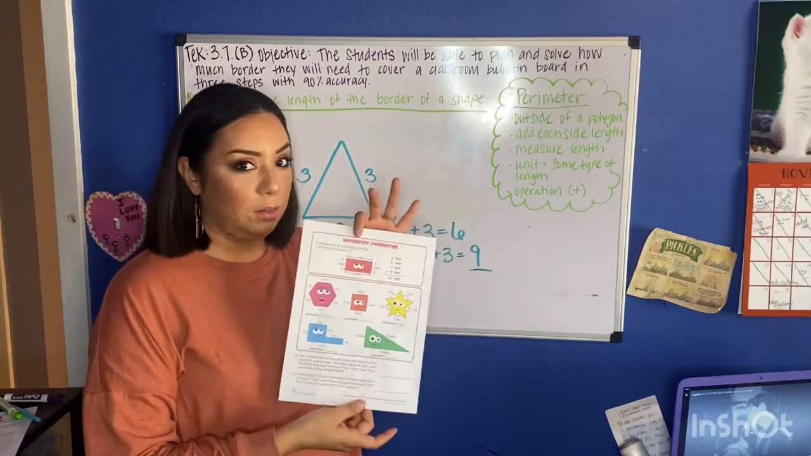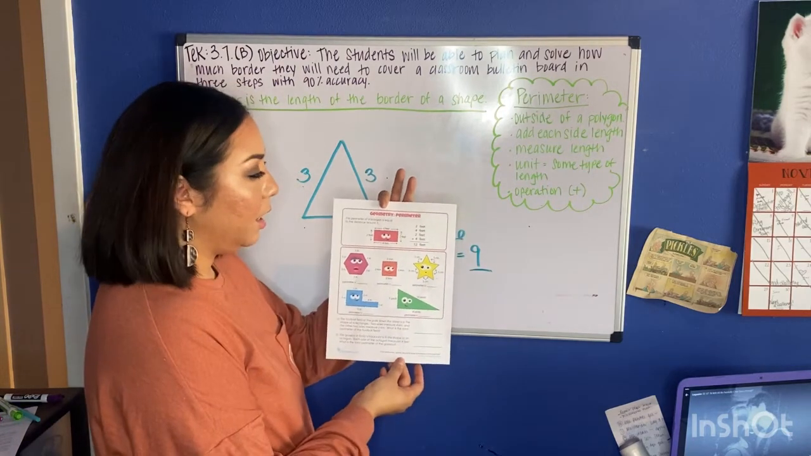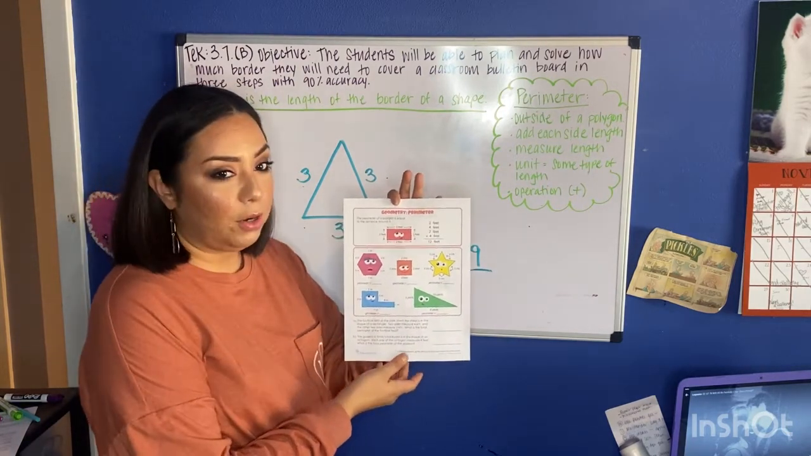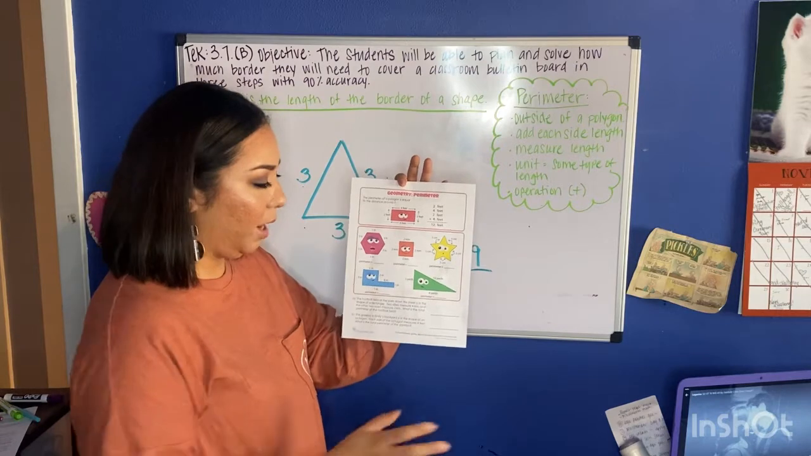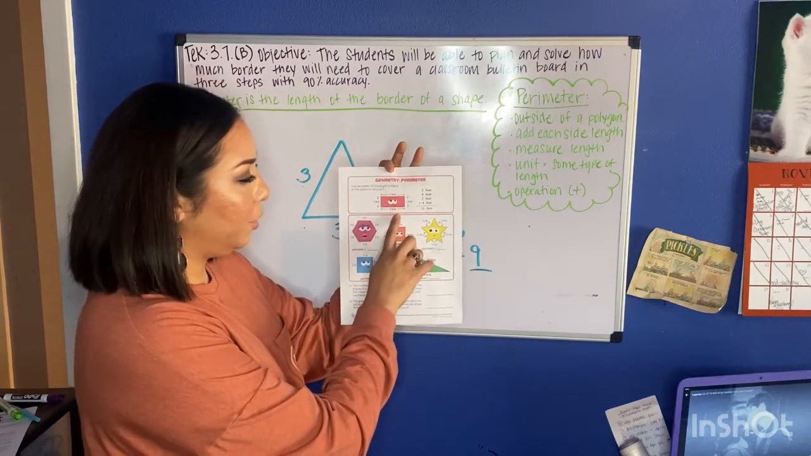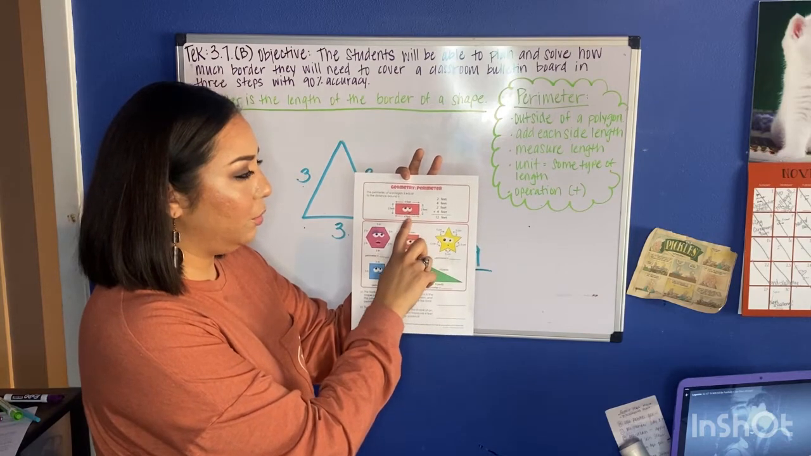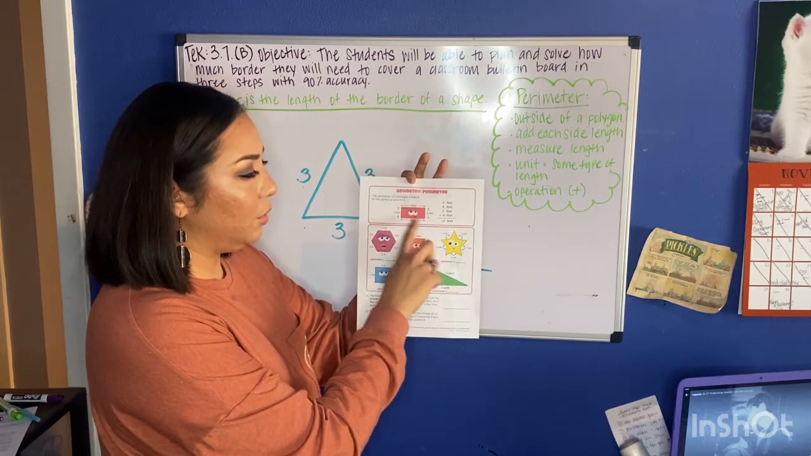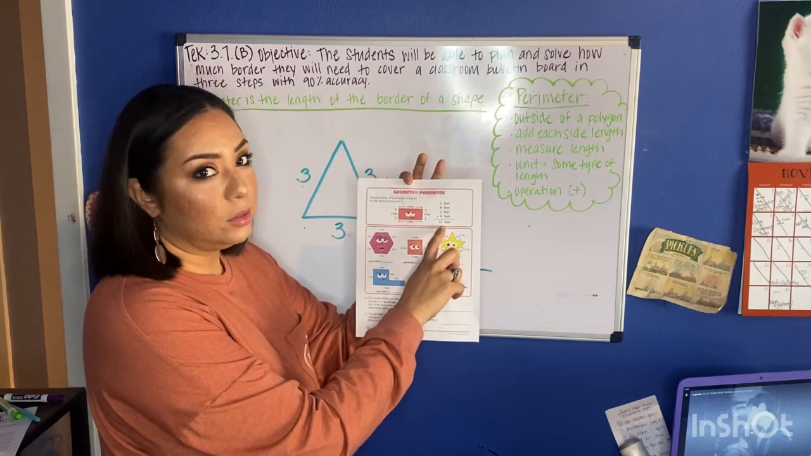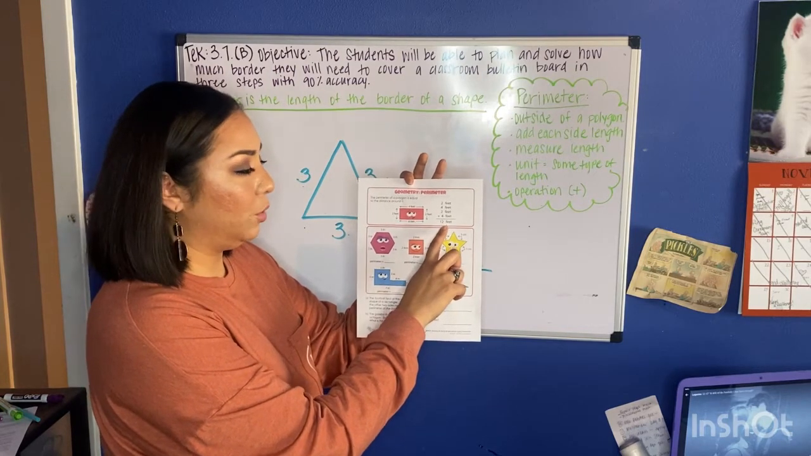So this is going to be our first worksheet. This is called Geometry Perimeter. Everybody should have one already. So we already did the first one, which was our rectangle. So we had the 4 plus 2 plus 4 plus 2. And we're going to add those to get the what? The perimeter, which was 12.